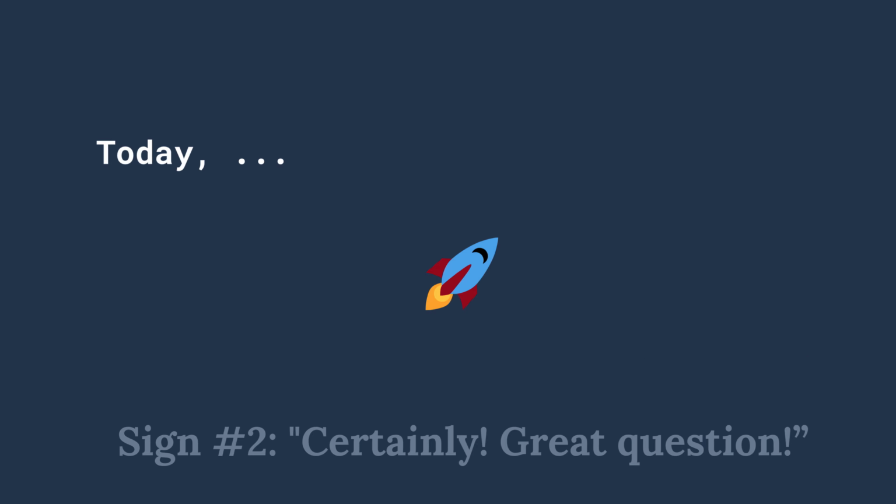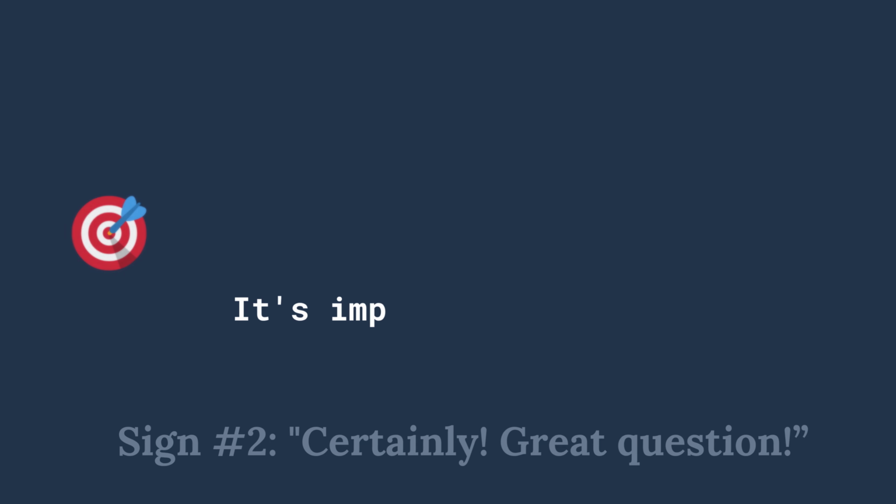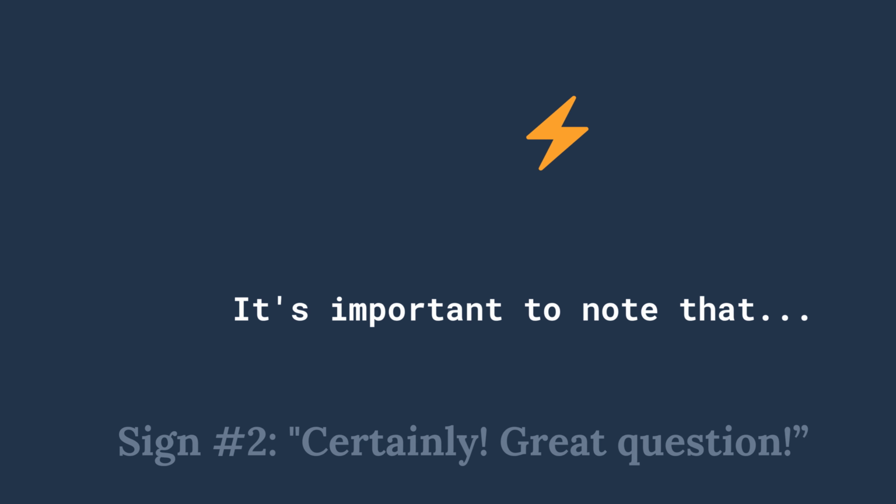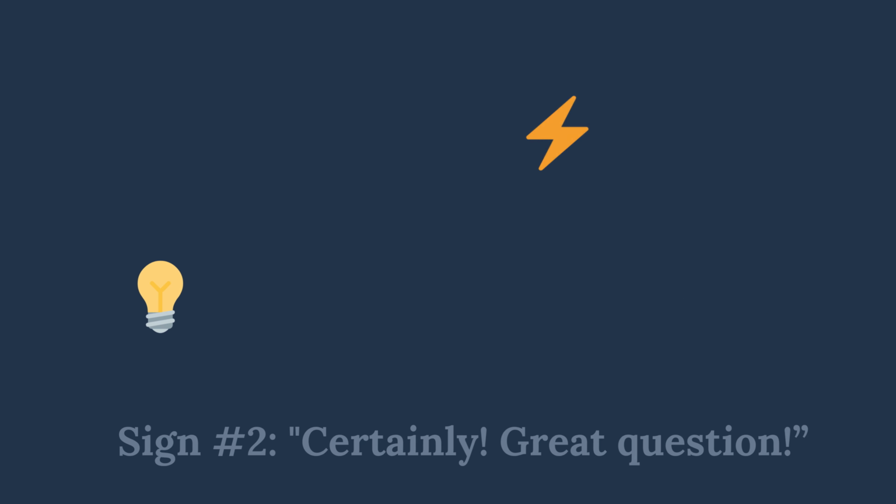And AI always writes in perfect structure. Introduction, 3 points, conclusion. Every single time. Humans are messier than that. The fix? Read your text out loud. If it sounds like a robot, rewrite those sentences in your own voice.